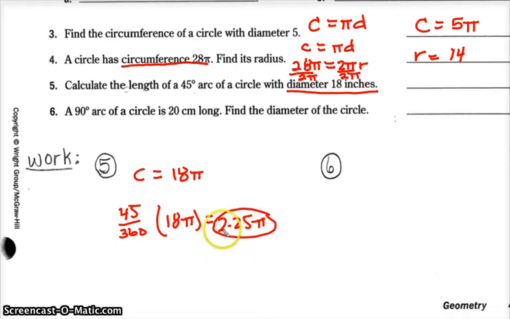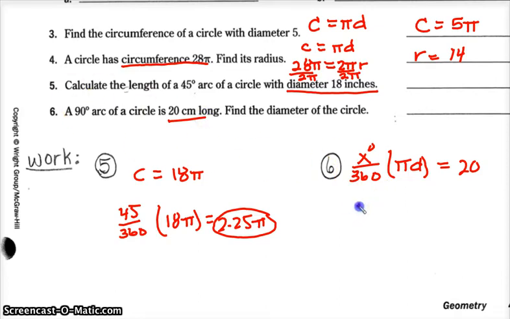Alright, last question about arc length. I've got a 90-degree arc of a circle that is 20 centimeters long. Find the diameter. Alright, our arc length formula, if you remember, is the degree measure over 360 times pi times the diameter. Well, we know that is going to equal 20 centimeters. That's what was given to us in the problem.